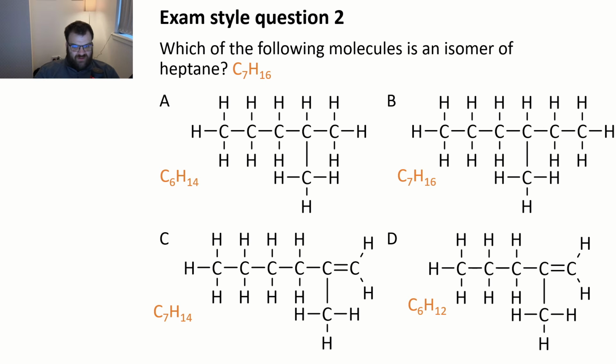So in this one, only B has the same number of carbons and hydrogens, and an isomer has to have the same molecular formula, but a different structural formula. So in heptane, we'd have all 7 connected in a chain, whereas for B, you see there's 6 carbons in the longest chain with 1 carbon as a branch. So only B is the isomer of that chemical.